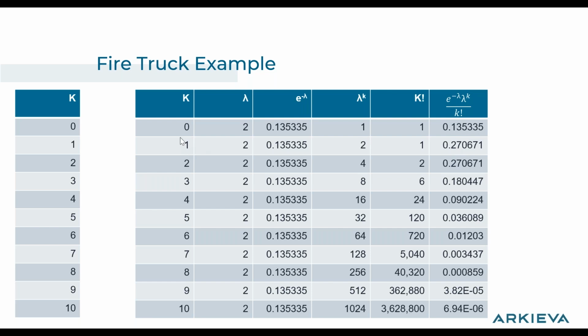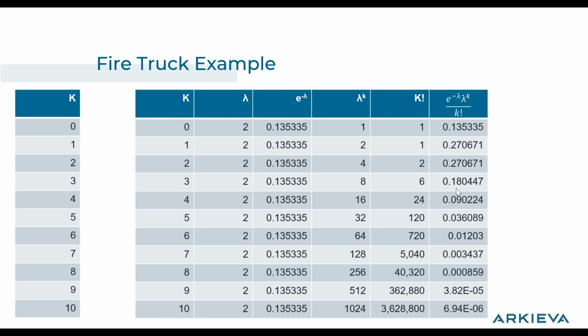So the probability of 0 trucks is 13%, based on this formula. If you ask, what are the chances that today I will not hear a single fire truck go by? Given the input, the probability works out to 13.5%. The probability of exactly 1 truck passing by is 27%, which matches the probability of hearing exactly 2 trucks go by. That's also 27%. And then from there, it begins to decline.